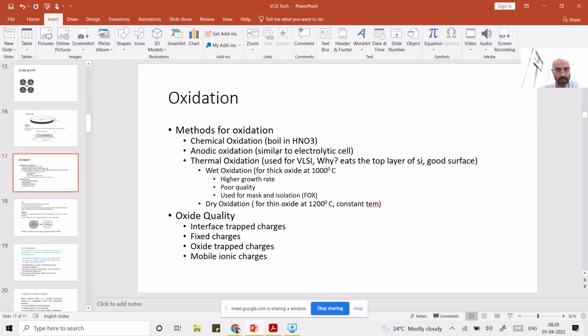Okay, so actually I was discussing this particular slide, right? The methods of oxidation I have told you: chemical oxidation, anodic oxidation, thermal oxidation. And in thermal oxidation, again, I have told you wet oxidation and dry oxidation, then the growth rate and quality. Then the oxide quality: the interface trap charges, fixed charges, oxide trap charges, and the mobile ionic charges. In one slide, I have written all these things to discuss them in short.